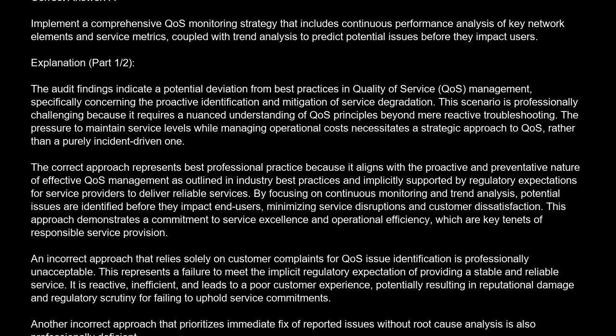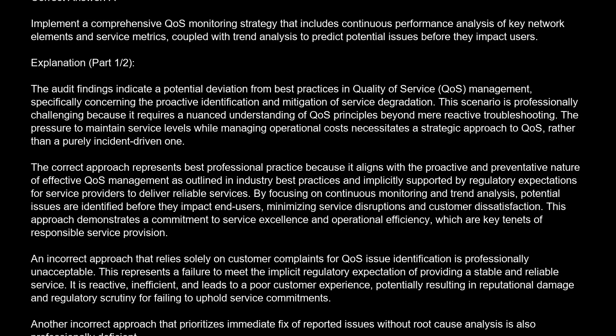Correct answer is A. Implement a comprehensive QoS monitoring strategy that includes continuous performance analysis of key network elements and service metrics, coupled with trend analysis to predict potential issues before they impact users. Explanation: the audit findings indicate a potential deviation from best practices in quality of service, QoS, management, specifically concerning the proactive identification and mitigation of service degradation.